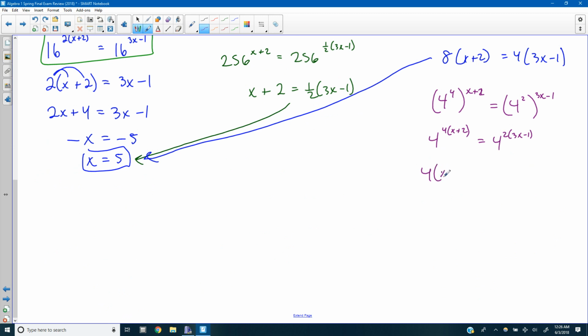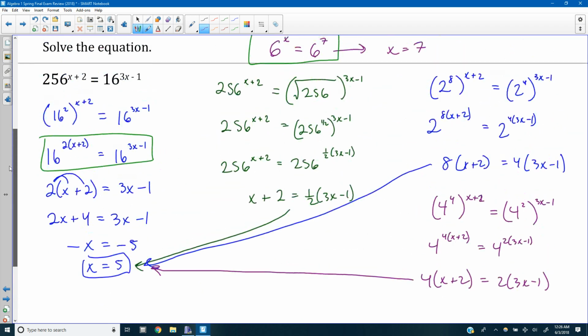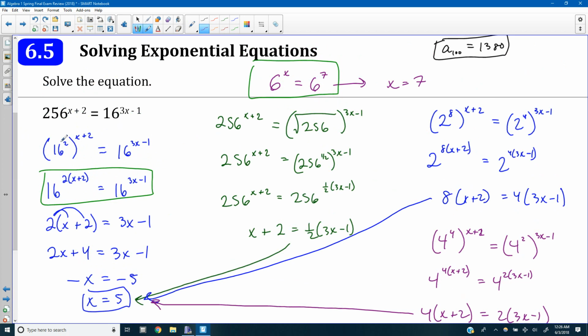So 4 times x plus 2 equals 2 times 3x minus 1, and eventually, one more time, you would get back to solving x equals 5. So a lot of different ventures. Because you asked the question, I felt compelled to answer a lot of different ways.